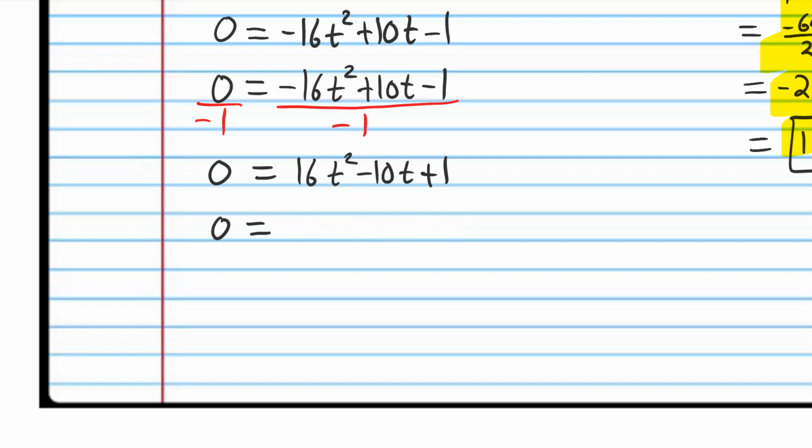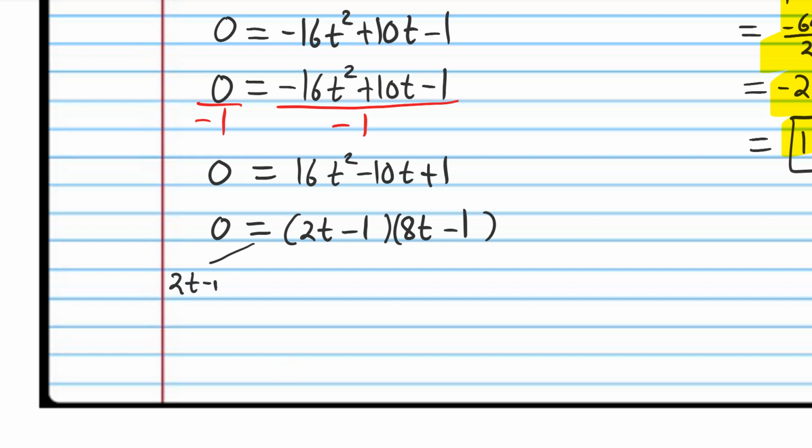Let's try 2t times 8t, because 2 times 8 is 16. And then, of course, this would be -1 and -1 again. There's no other option for that. O would be -2t, and I would be -8t, which adds up to -10t. So those are correct. So now we have two solutions.